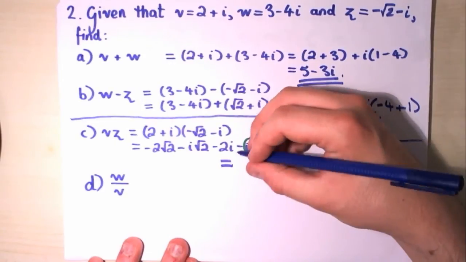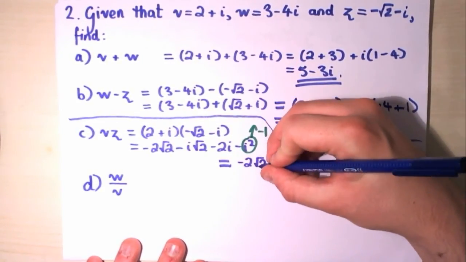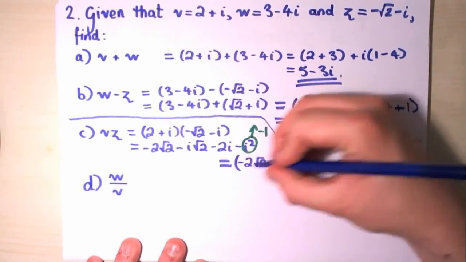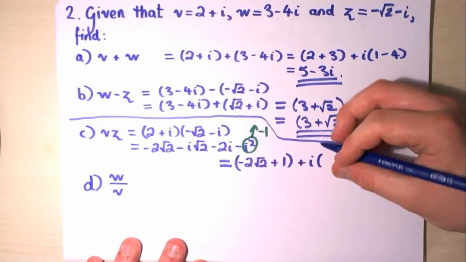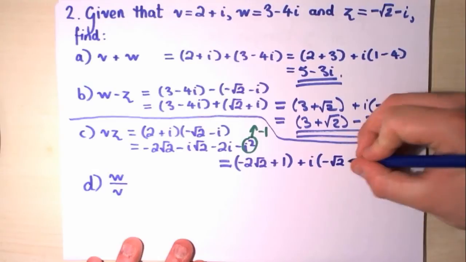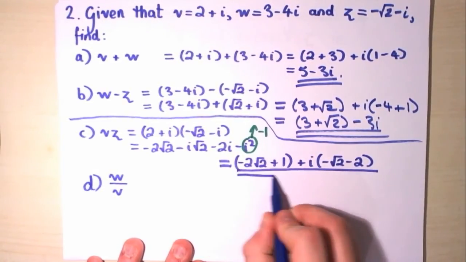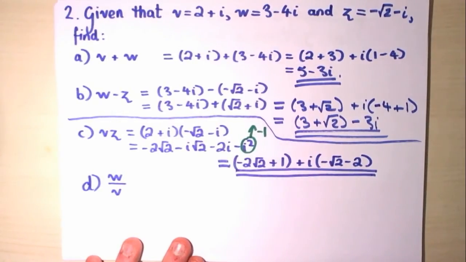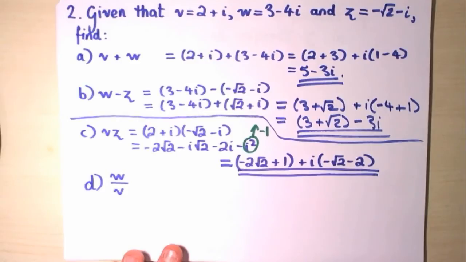And so if we group together the real and imaginary parts, we get minus 2 root 2 plus 1, and then plus i times minus root 2 minus 2. It looks a bit more complicated because we have an irrational number in there, which doesn't help to simplify things, but that's the simplest form it can be in.